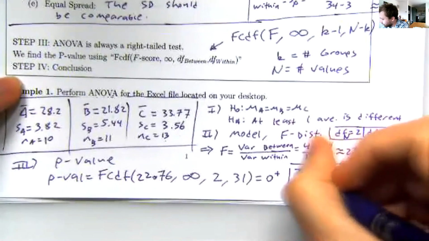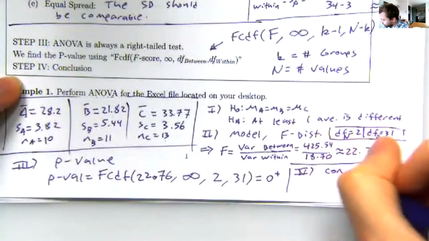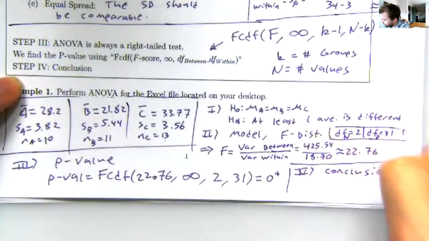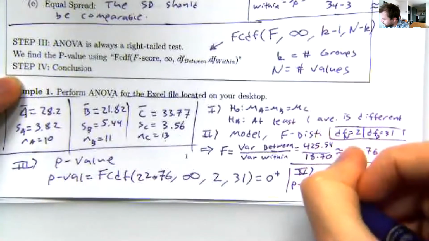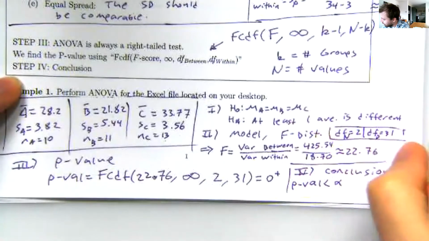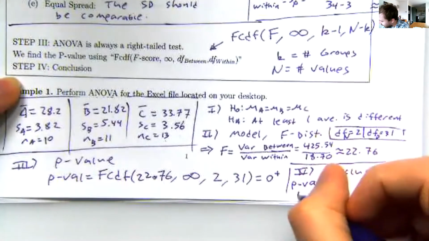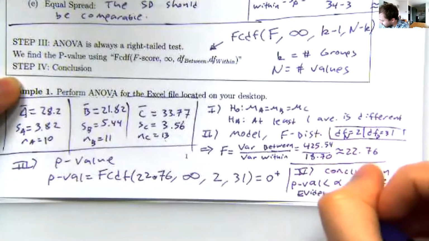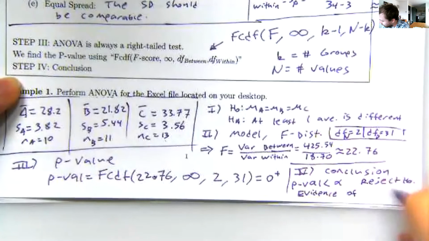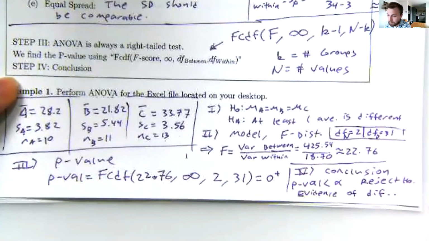As a final step, conclusion, my p-value is less than pretty much any alpha that I could want to choose, so I reject the null hypothesis. I have evidence of a difference in those different tip mounts.